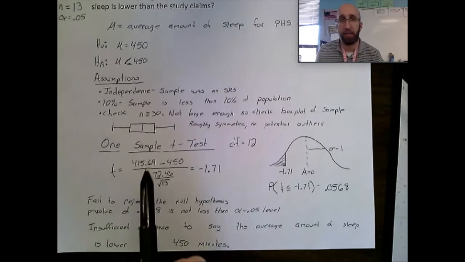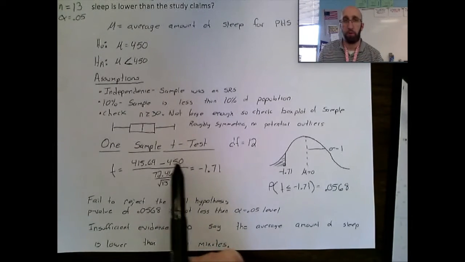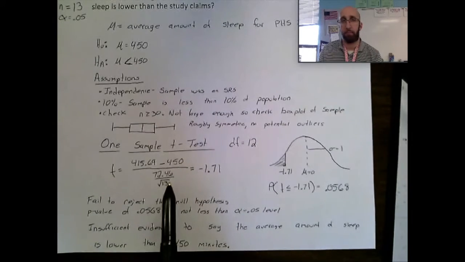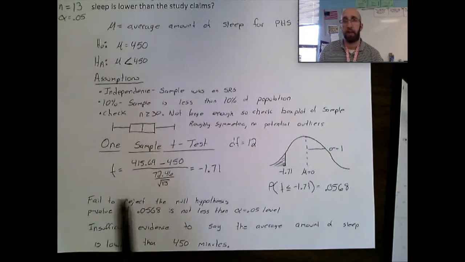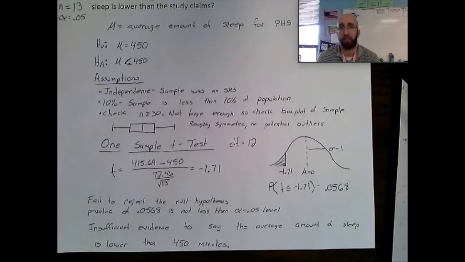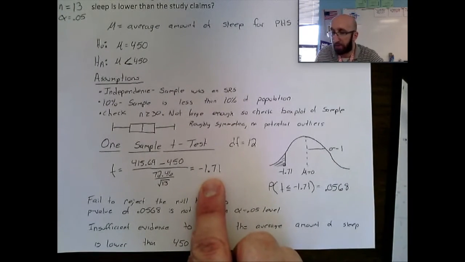So it was t equals X bar, which was 415.69, minus mu, which was 450, divided by a fraction of S divided by the square root of N. S is 72.46. N is 13. Now, if you calculate this, the t-score is negative 1.71.